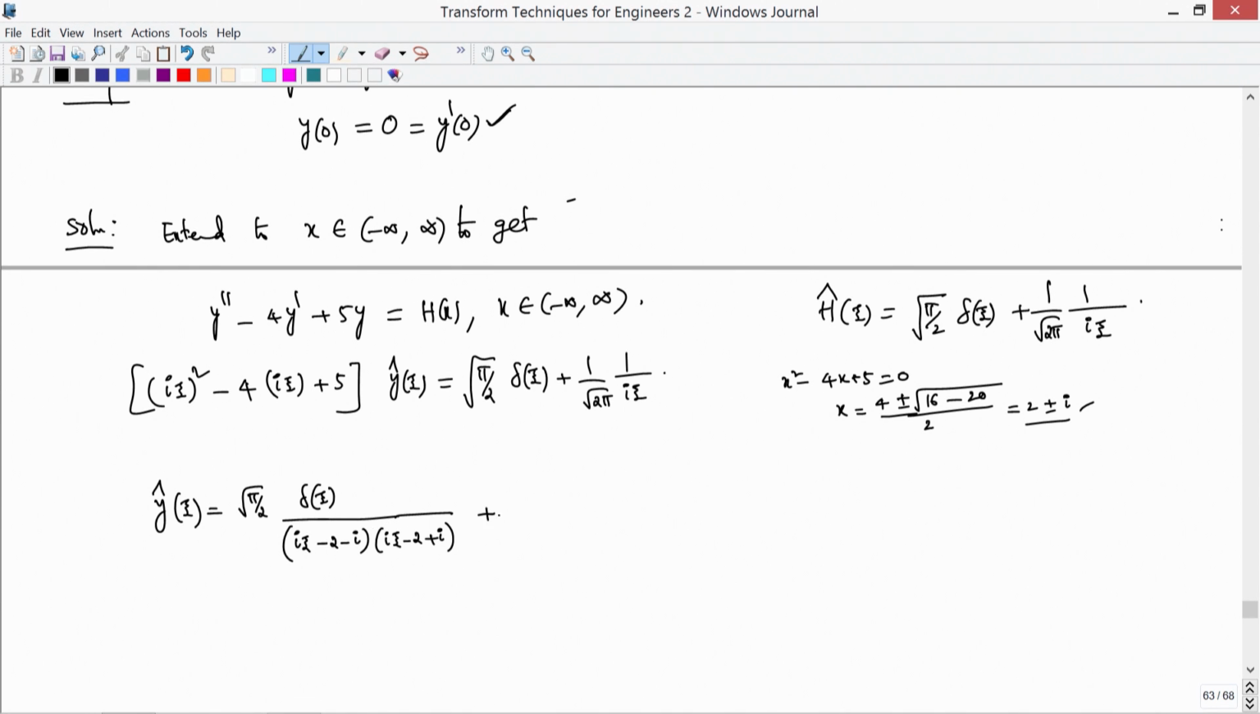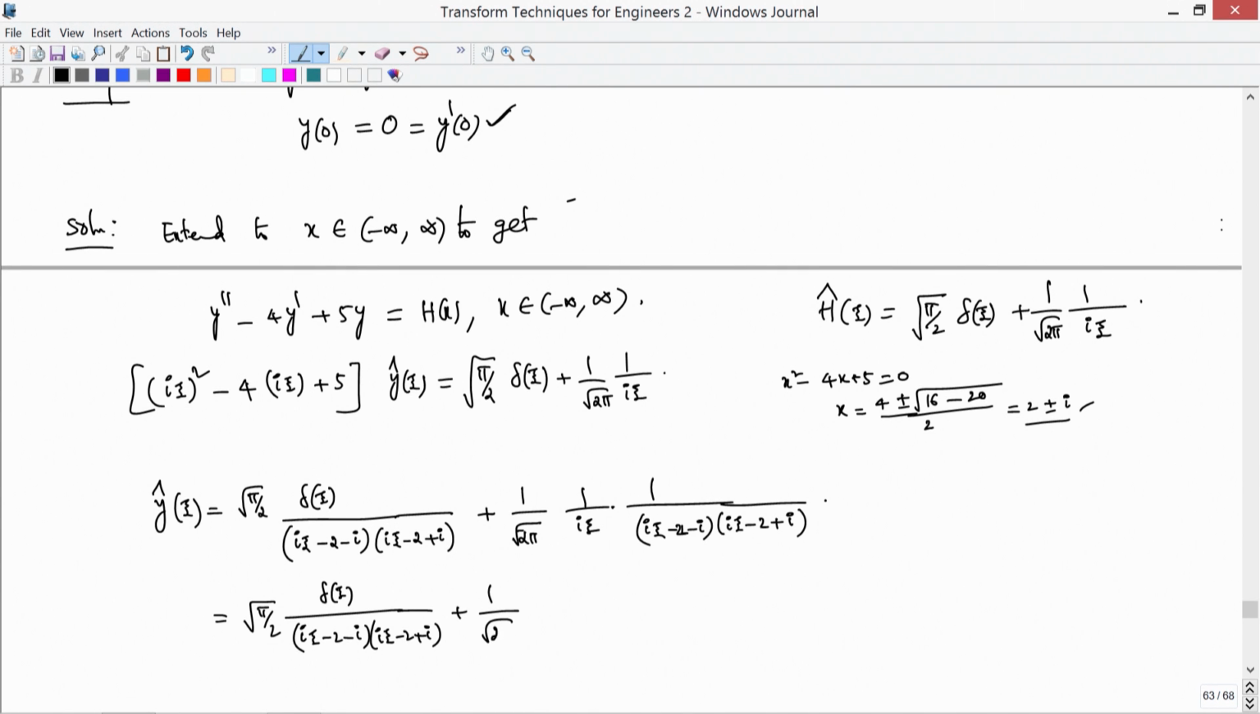This is one term, the other term if you rewrite like this: 1 by i xi is 1 over the same. In this division, the left hand side i xi is i xi minus 2 minus i, and i xi is i xi minus 2 plus i. So, this is what you have. So, if you try to take the Fourier transform, before you take the Fourier transform, what happens here? This is going to be root pi by 2 delta xi, this you write as i xi, i xi minus 2 minus i, i xi minus 2 plus i.